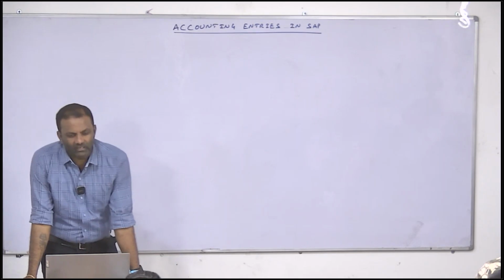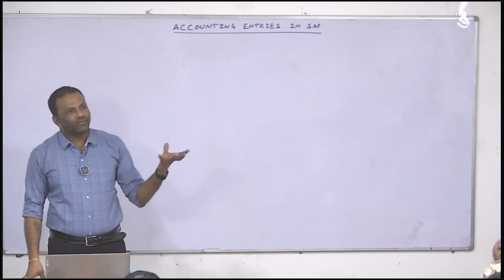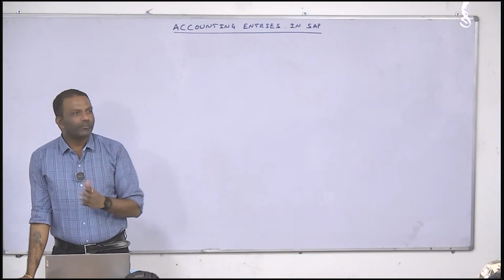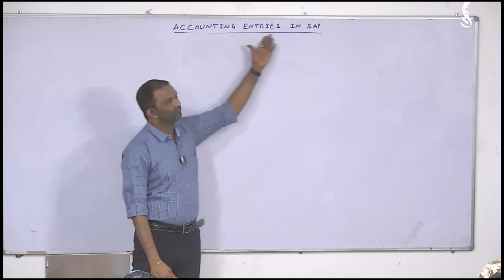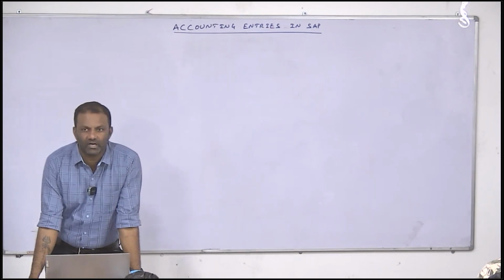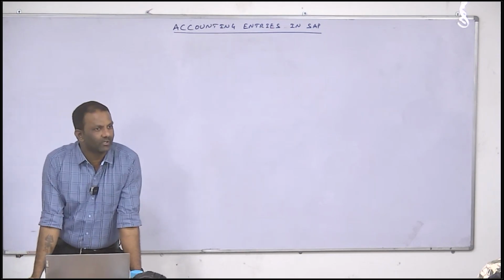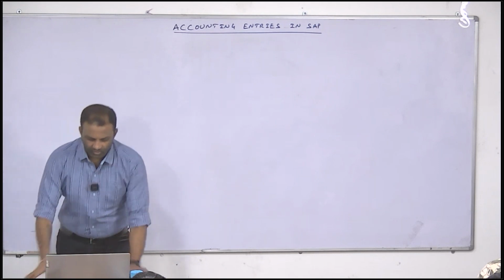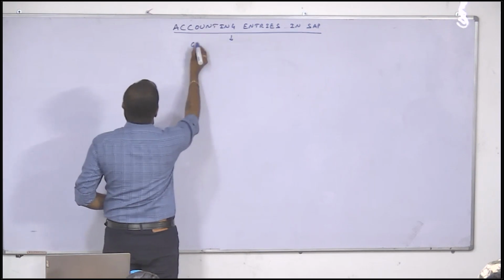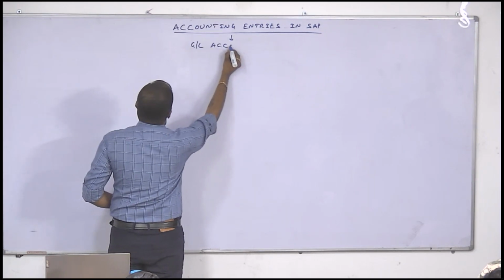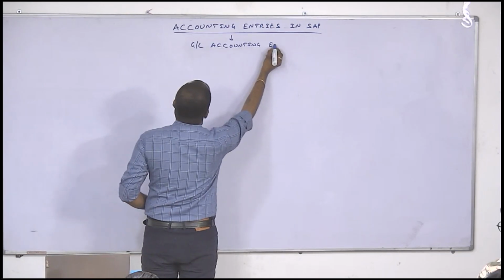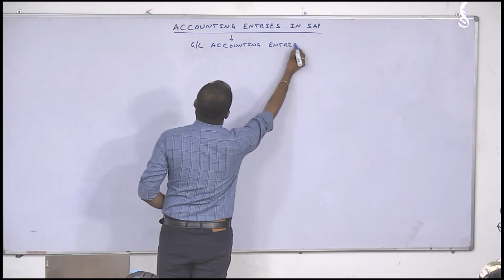Now coming to the organization, as I already told you, whatever transactions and activities they are doing should ultimately be impacted in finance. Now you are going to learn the SAP application, right or wrong? How the accounting flow will be in SAP, people first try to understand. So first I will start with GL accounting entries in SAP.